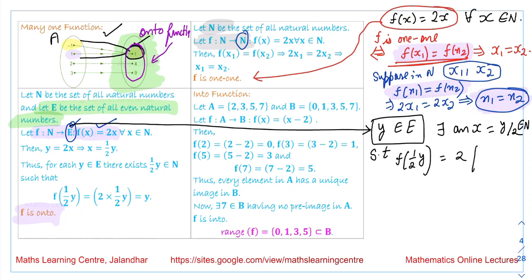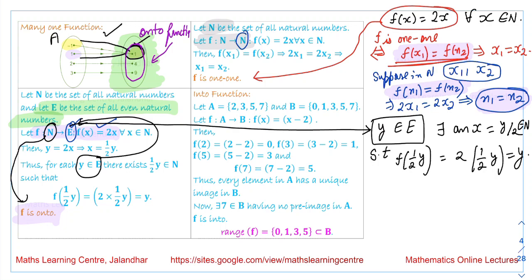Now we apply the definition of the function. It is 2 times 1 by 2 of y, which is equal to y. What we mean to say is that we have proved that for every element y in the codomain, there exists a pre-image in N. This is equivalent to proving that the codomain and range of this function are equal. So we have proved that this function is an onto function.